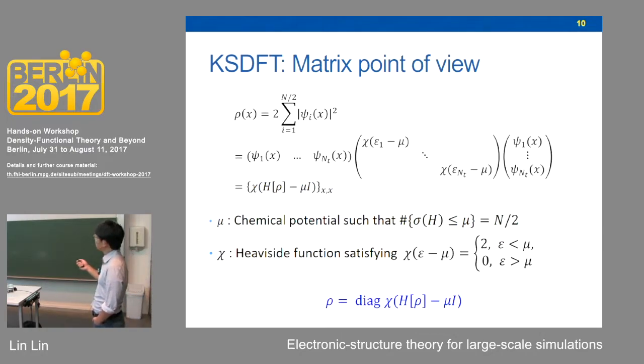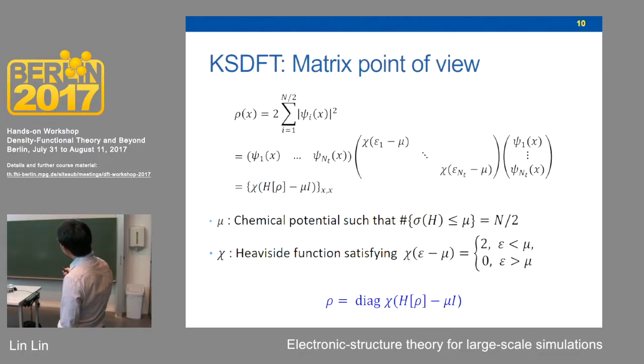If you look at, for example, a gapped system, and you sum up the square of the norm of the first N/2 orbitals, the first thing I do is to augment: psi 1, psi 2, all the way to psi N/2, and all the way to infinity, or N_t, the dimension of your Hamiltonian after discretization. Here I'm assuming, for simplicity, I'm using an orthogonal basis. So psi 1, psi 2, all the way to psi N_t, I just put them together, and then I put a diagonal matrix in the middle to be determined, and then I have psi 1 to psi N_t, and do the transpose of that.